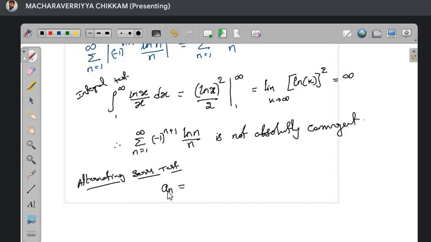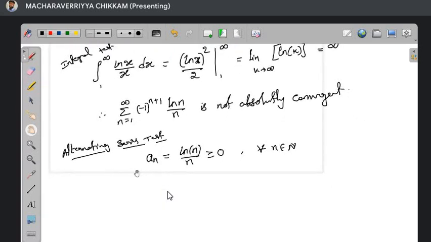So here, if I look at a_n, a_n is actually ln n over n. I can see that it is anyway positive for all n belonging to N. And we need to know whether it is a decreasing function or not. But if I go like previously, saying n plus 1 is greater than n, here we can't go that way. You know why? Because you have ln n over n. So in this case, the best thing is to take the function f of x, which agrees with our sequence, which is nothing but ln x over x.